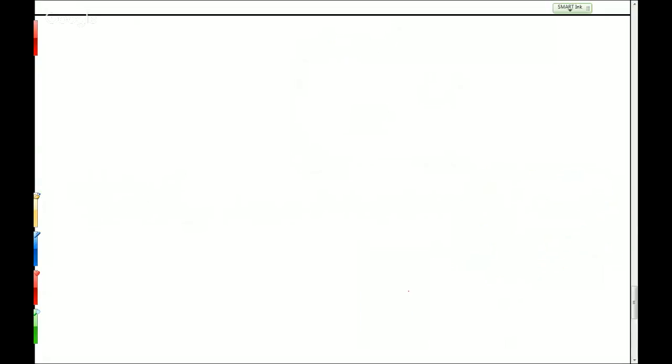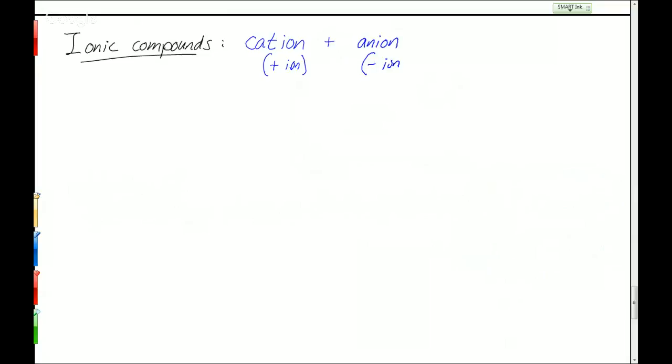All right. What we can use that for then is to make compounds. An ionic compound is a positive and negative ion put together. You can't just have positive ions. You can't just have a jar full of sodium ions. You need something negative to keep them in balance. So ionic compounds are something called a cation, which is a positive ion, and an anion, which is a negative ion, put together so that the overall charge is neutral.